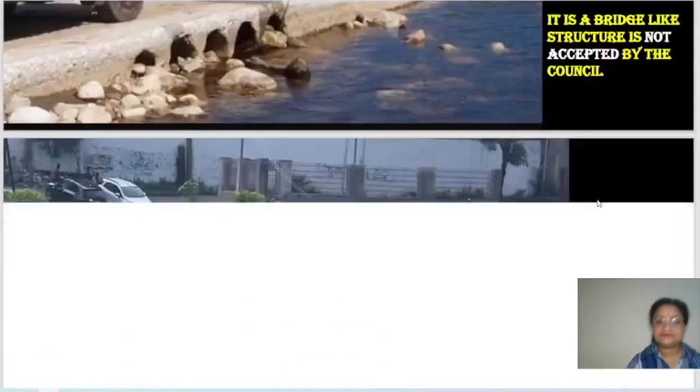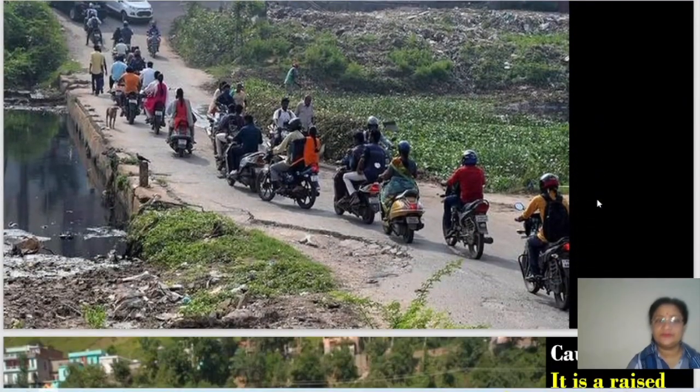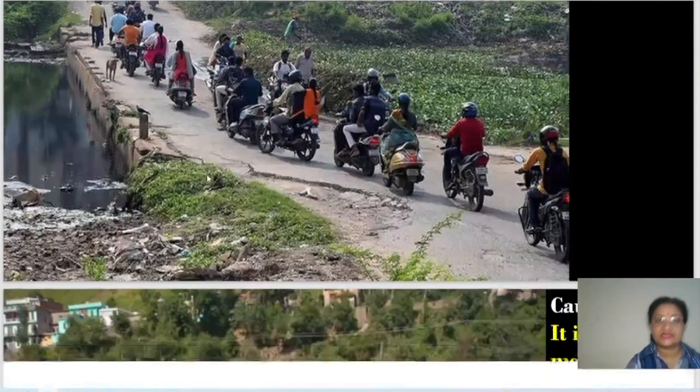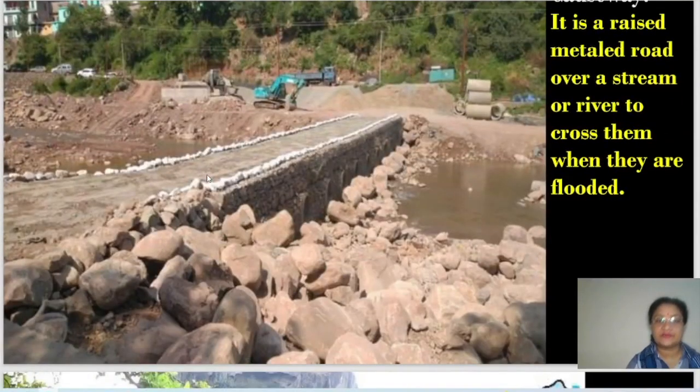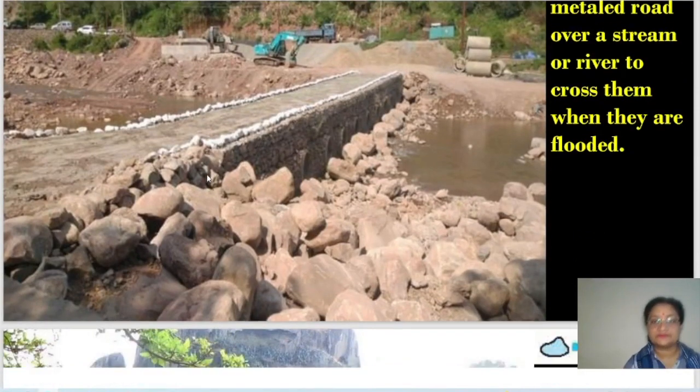Now let's see another example of it. You can see this one now, right? I think by this it is very clear to you all. Again one example, right? So this is called a causeway.